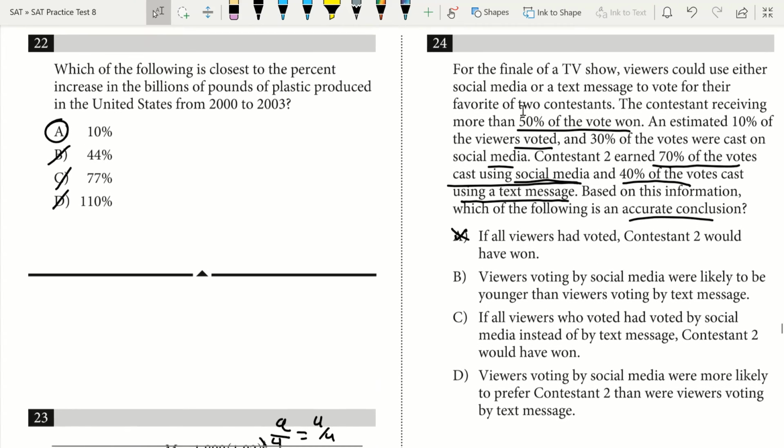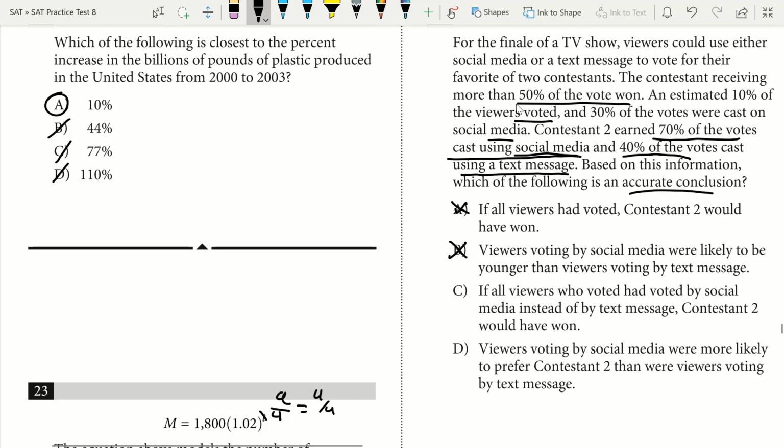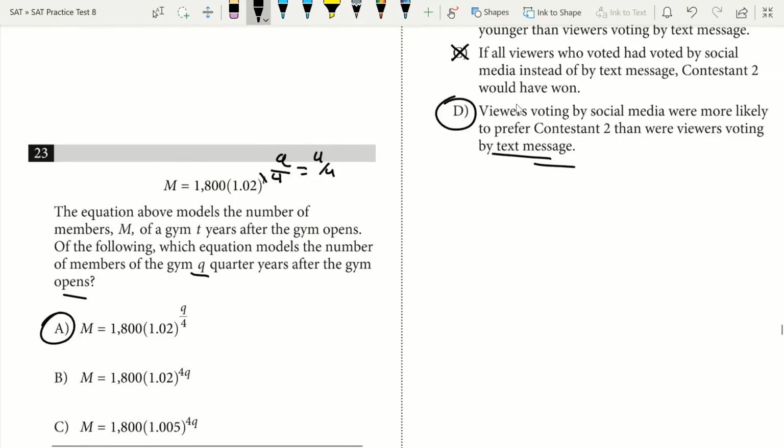And then B, viewers voting by social media were likely to be younger. It doesn't say that, and even though that may potentially be true, like in the US, we're not told that, so we can't make a conclusion on that. C, if all viewers had voted by social media instead of by text message, contestant 2 would have won. No, because the means by which you voted does not affect who you voted for. And D, viewers voting by social media were more likely to prefer contestant 2 than viewers voting by text message. This is true because 70% of the votes that contestant 2 earned were from social media and only 40% of her votes were from text message.